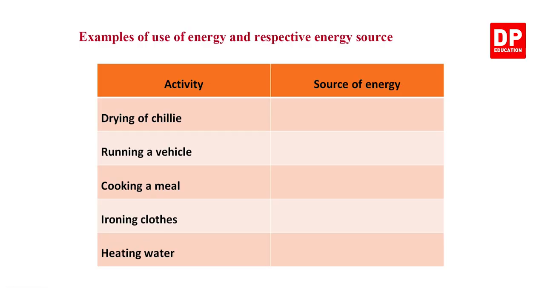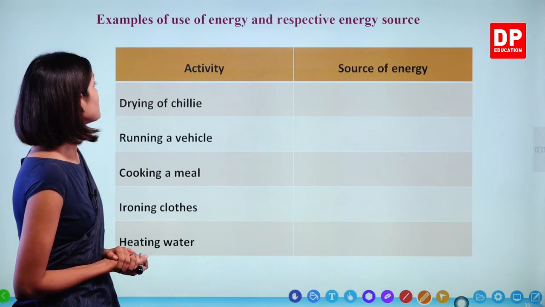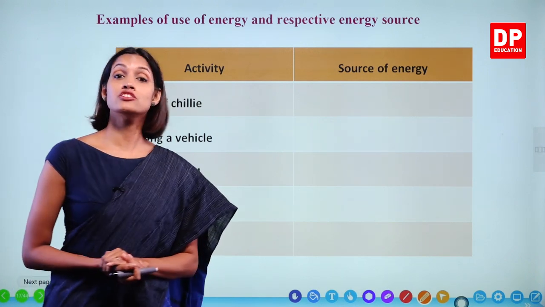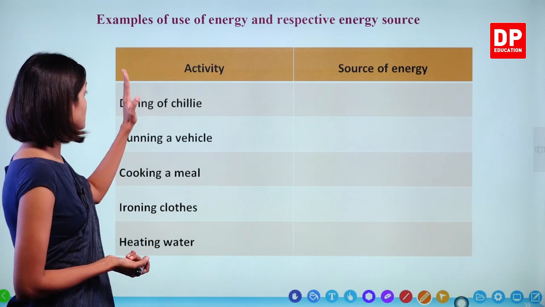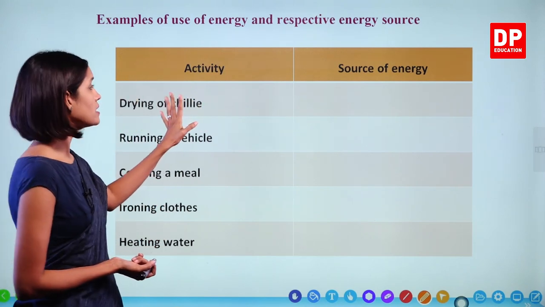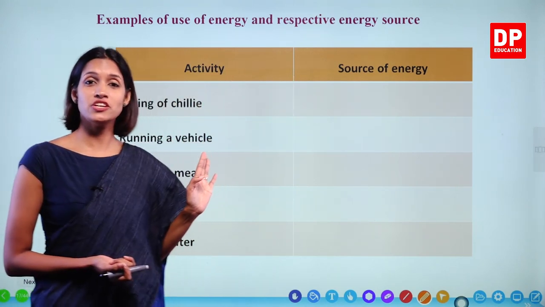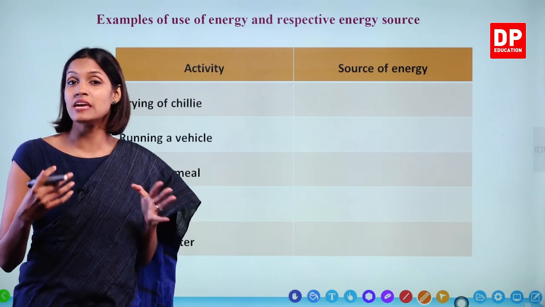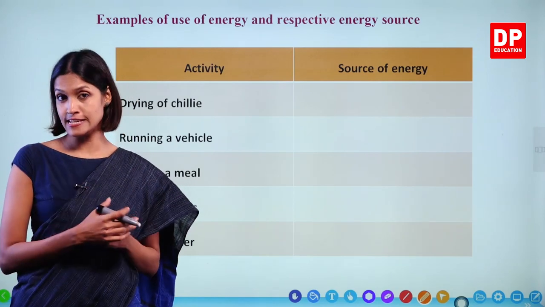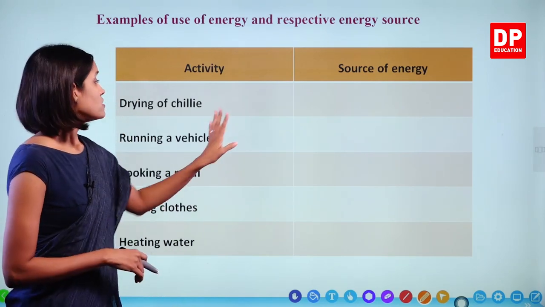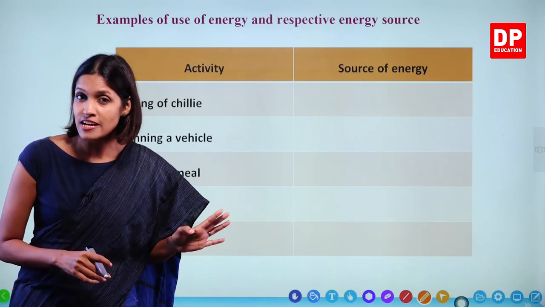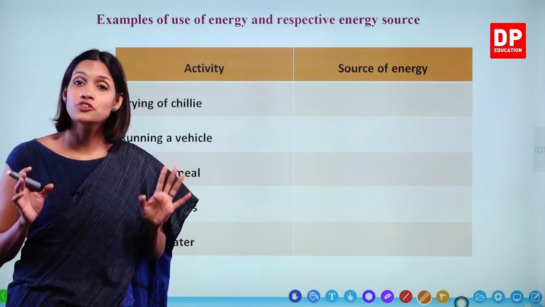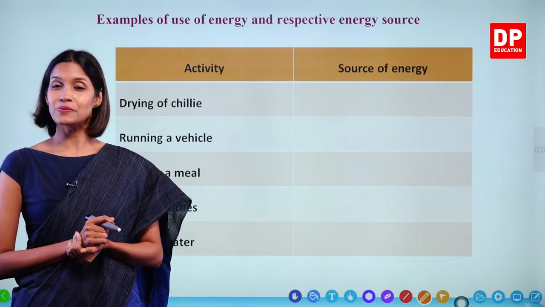Okay, children. So examples of use of energy and respective energy source. Now here we have a table. So this side is the activity or the work done and the source of energy. Now the source of energy means the place or the things that give us energy. Okay. So you all have to do this activity before me, and when I discuss the answers, you can check whether your answers are correct or not. Okay, children.